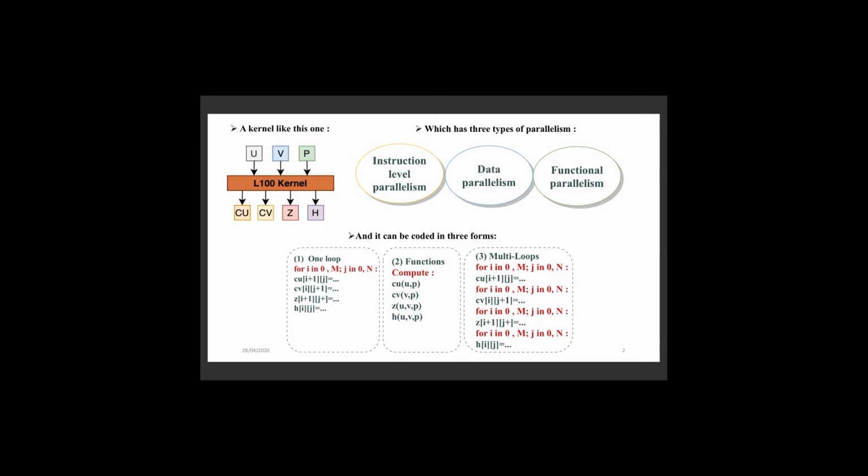CU, CV, and Z and H. There is no data dependency between those calculations. So an example kernel could have 3 types of parallelism in such behavior: instruction level parallelism, data parallelism, and functional parallelism. So which one of those parallelism types, if enhanced and mapped to the FPGA, is going to provide better performance or a better solution for the kernel?